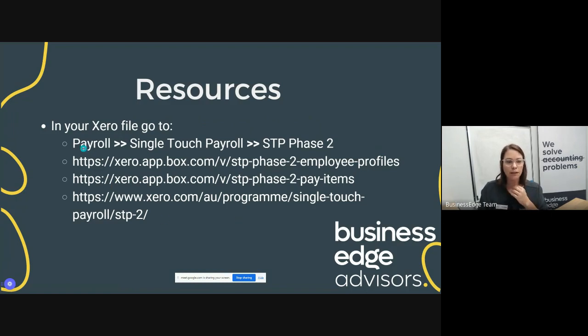We're here to help. Now, I've got some resource links up here on the screen. This recording will also go to our YouTube channel, so we'll post those links within our YouTube channel when we upload it. But the main one to really remember is in your Xero file. If you go to payroll, go to single touch payroll, and then click on STP Phase 2, that is where all of these links are, that are really helpful. Xero's put a lot of time and effort into making sure that their users have good grounding in order to meet the requirements by the 31st of March and the support that they need.